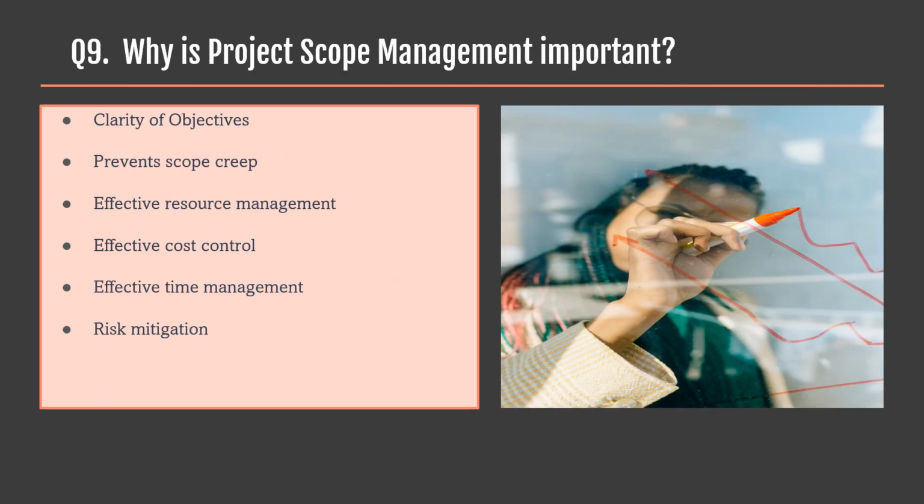Question number 9. Why is project scope management important? Project scope management is crucial because it establishes a clear understanding of the project's objectives, deliverables, and boundaries. It helps to prevent scope creep and ensures that the project stays focused, within budget and on schedule. Project scope management gave clarity on objectives, and Mary ensured that the team focused on building the application with specific functionalities needed for ordering food online.